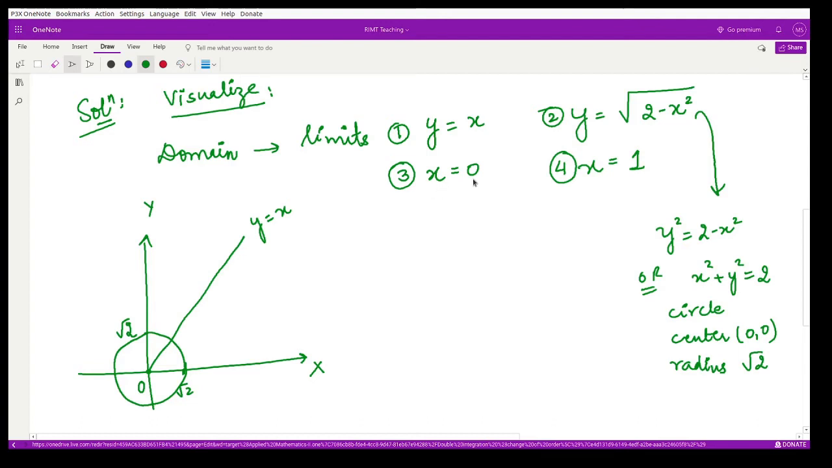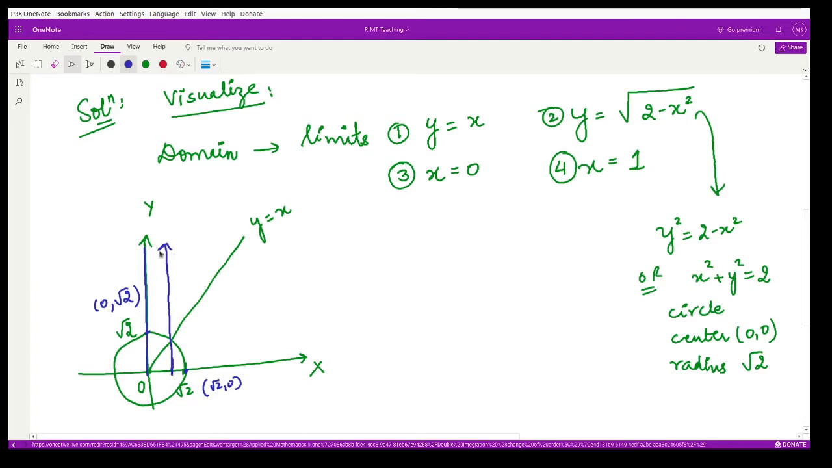Okay, and we have two more equations. One is x is equal to 0, which means the y-axis. And x is equal to 1 would be somewhere here. This point is square root 2 comma 0, and this point is 0 comma square root 2. And what is square root 2? It is 1.414. So accordingly, x is equal to 1 would be somewhere here, so you will have a line like this.